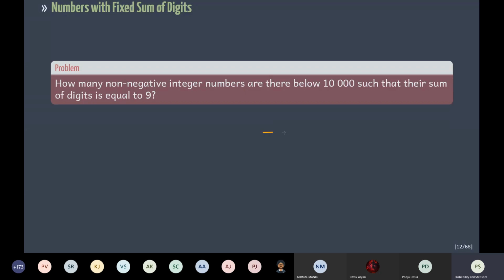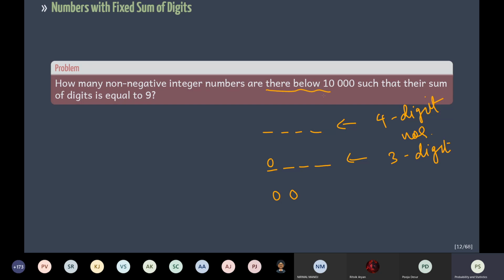So the things we are looking for are 4-digit numbers. It could be a 3-digit number with a leading 0. So these are essentially 4-digit numbers. 3-digit numbers can be emulated with a leading 0, and so on. 2 leading zeros also work, because it's below 10,000, so it could be a number of any length. Okay, so this is like a 2-digit number. So what do we do here?